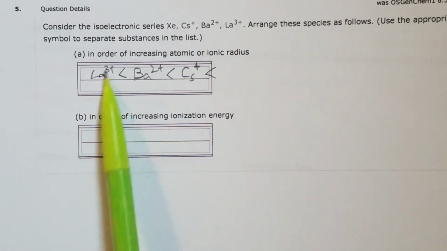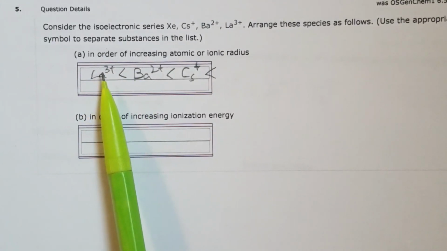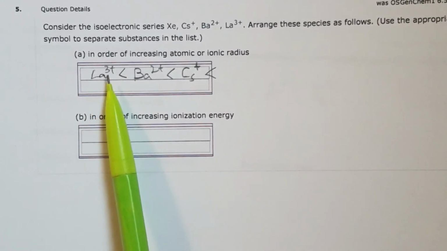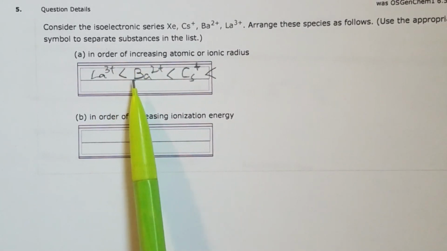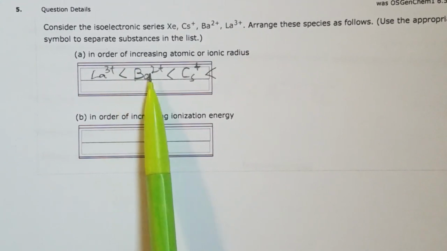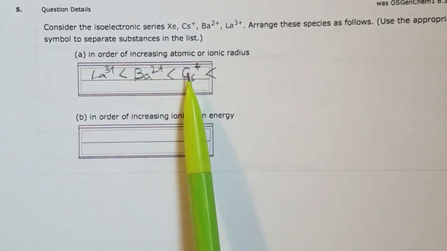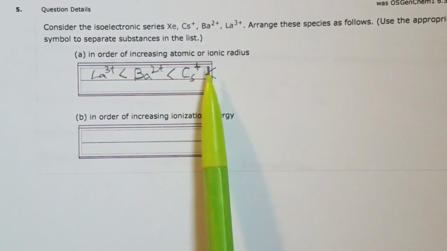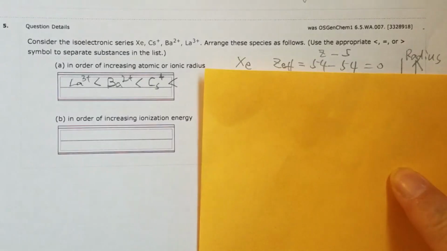So therefore, we can place lanthanum 3 plus on the far left-hand side. So that's the smallest ion, let's say, or the smallest species among the 4. Okay, in order of increasing, so that's the smallest one, then the second smallest one, or the one that is larger than the smallest one, that should be barium 2 plus, and then cesium plus. So the question is, where should the xenon be? All right, let's take a look.